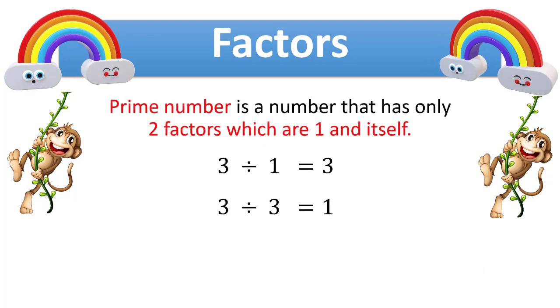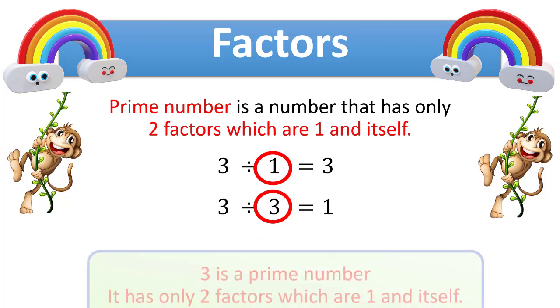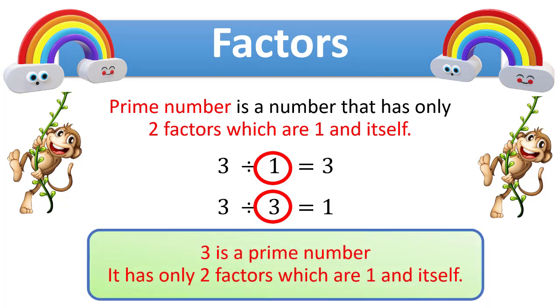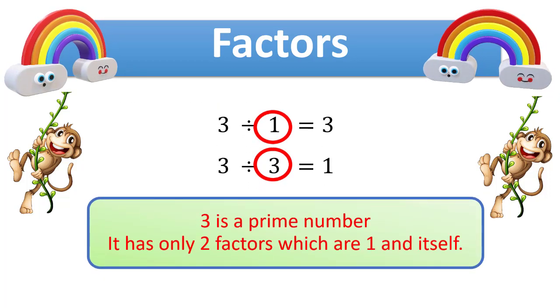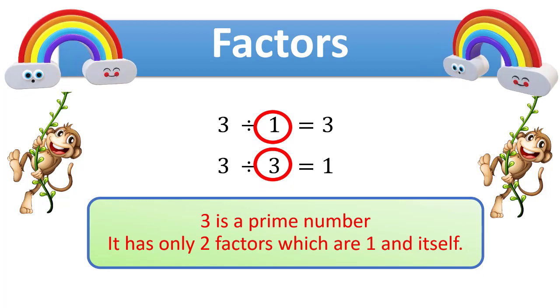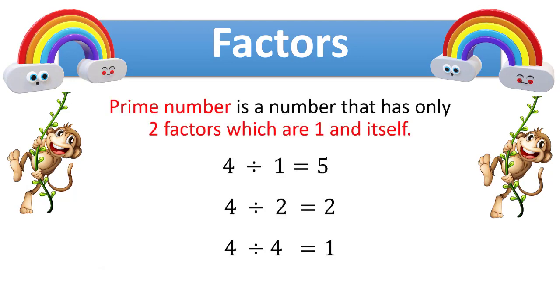Look at number 3. 3 divided by 1 and 3 divided by 3. So 3 is a prime number because it has only two factors, which are 1 and itself. Again, a prime number is a number that has only two factors, which are 1 and itself. Look at number 4.